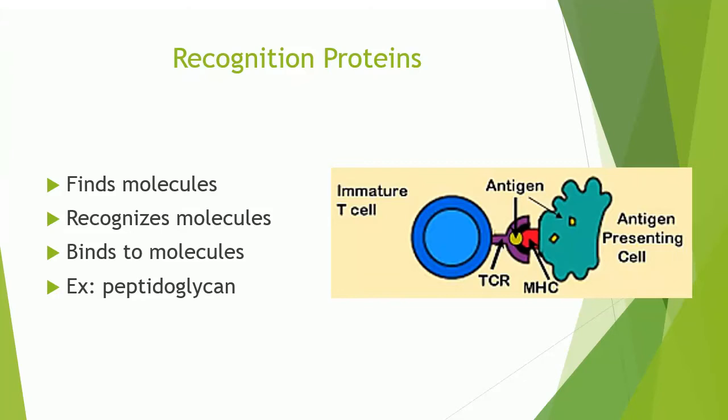So there's things called recognition proteins, and those will do exactly what they say in the name. They're going to recognize molecules, they're going to find them, and they're going to bind to molecules. An example is peptidoglycan.